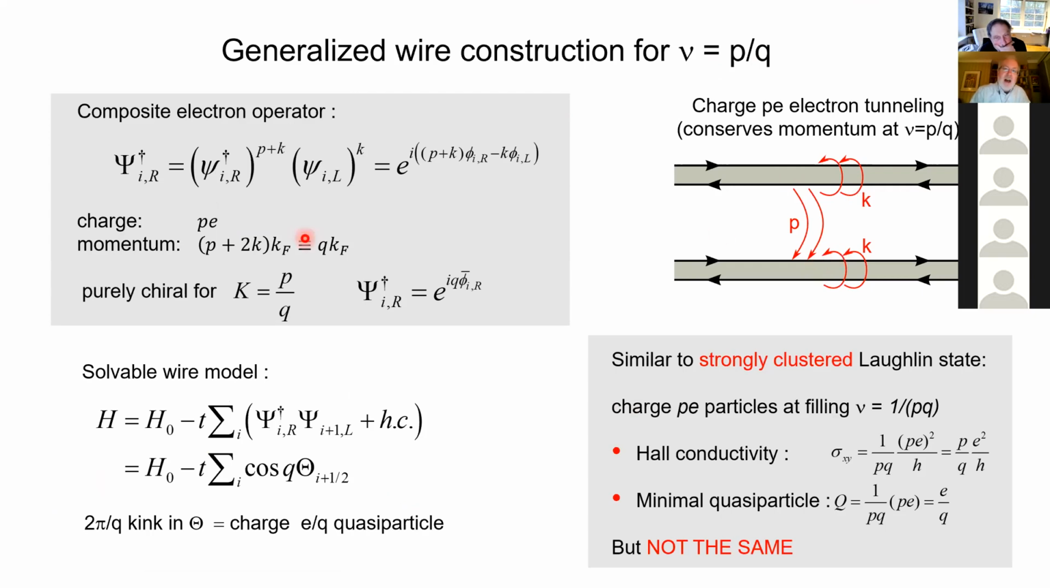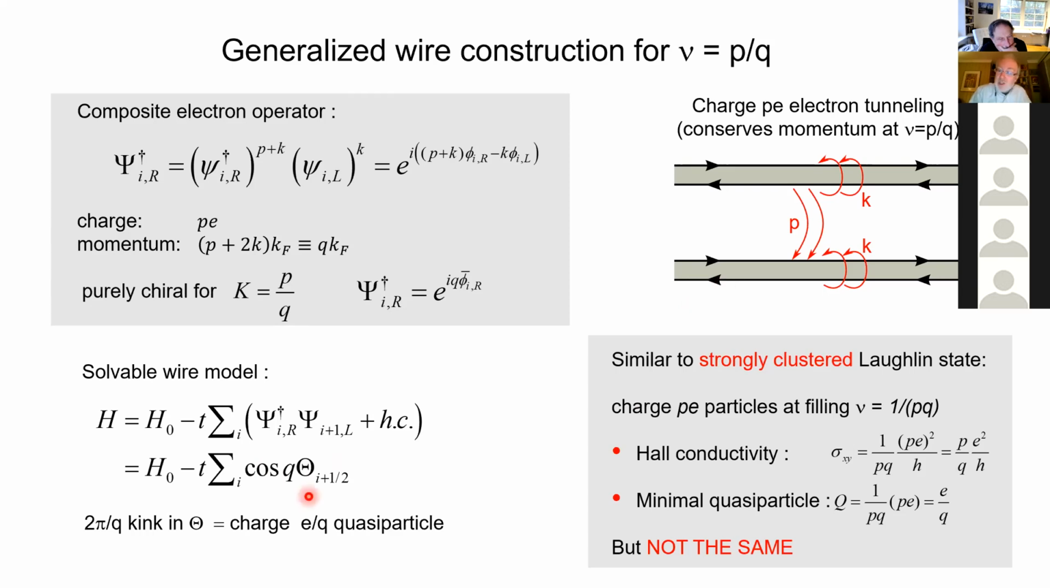And so this defines then a charge p and a momentum q, if you will. And this operator will be purely chiral when this Luttinger parameter is equal to p over q. Okay, and so we can do exactly the same construction with this composite charge pe tunneling operator, and we'll be left with a gap in the bulk. If this cosine is big, theta is going to be pinned, and we'll be left with some chiral edge state. A single channel chiral edge state.